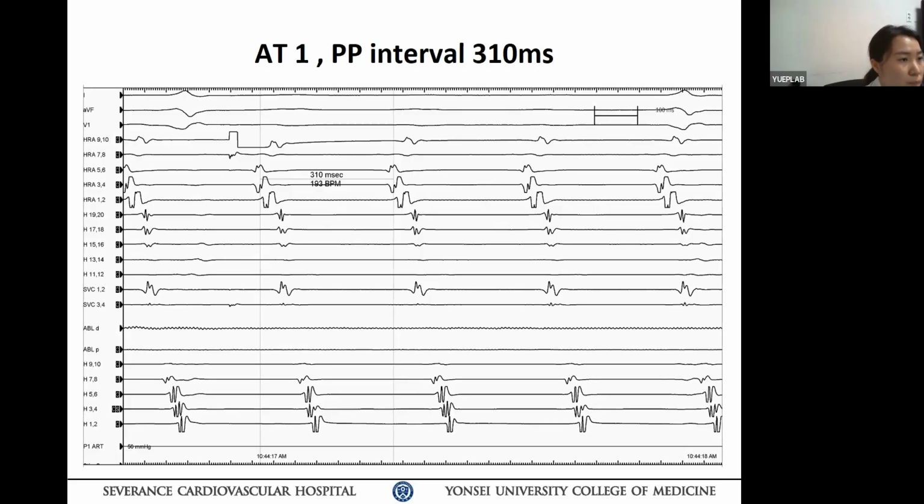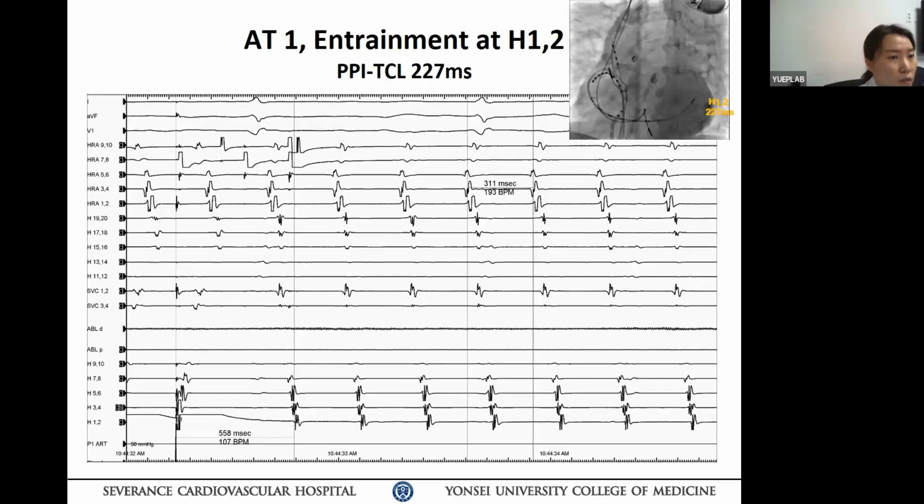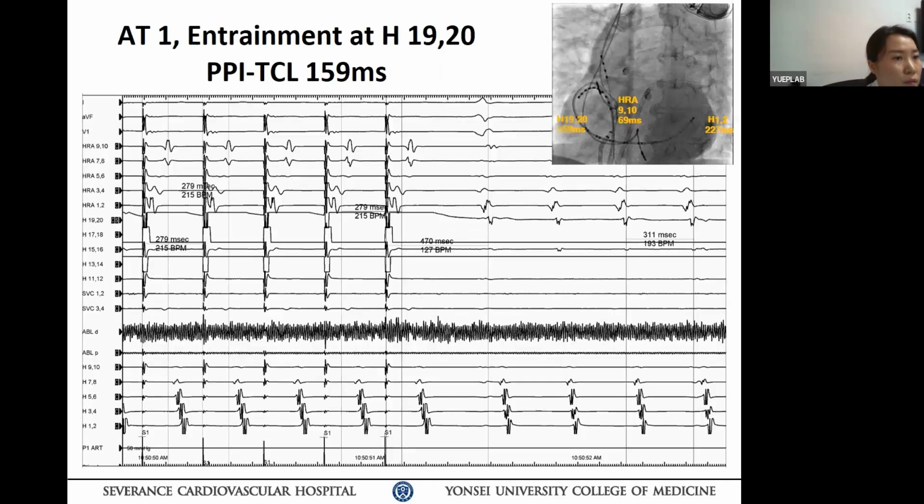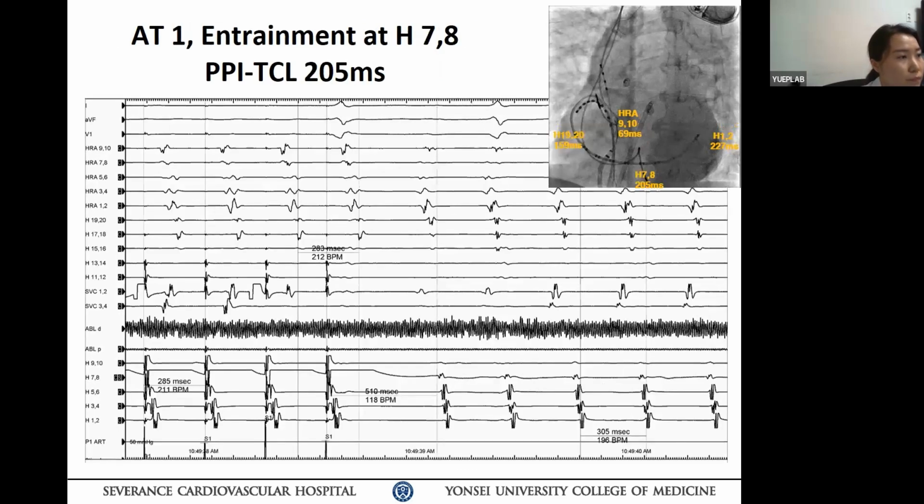When we started the EP study, AT1 was observed and the PP interval was 310 milliseconds. We tried to entrain at the H12. The PPI minus TCL was 227 milliseconds. When we entrained at the high RA 9-10, the PPI minus TCL was 69. When we entrained at 19-20, the PPI minus TCL was 159. When we entrained at the 7-8, PPI minus TCL was 205.